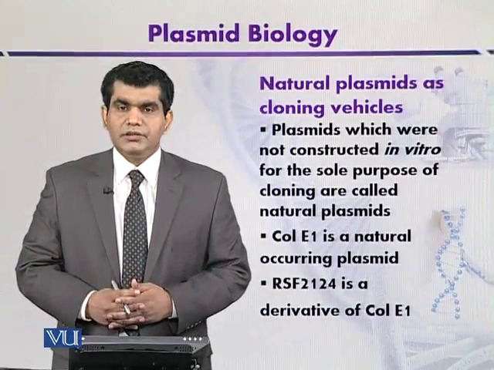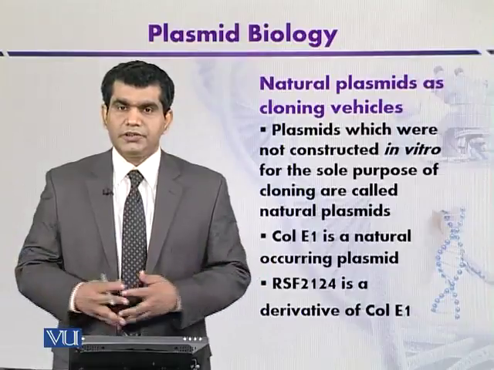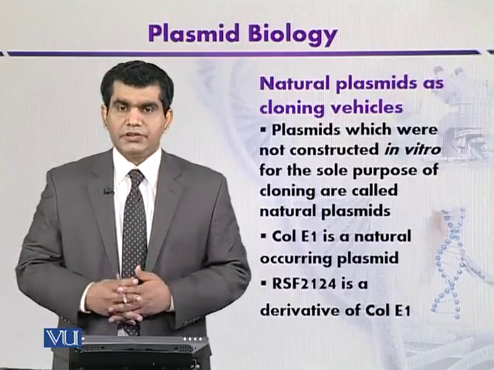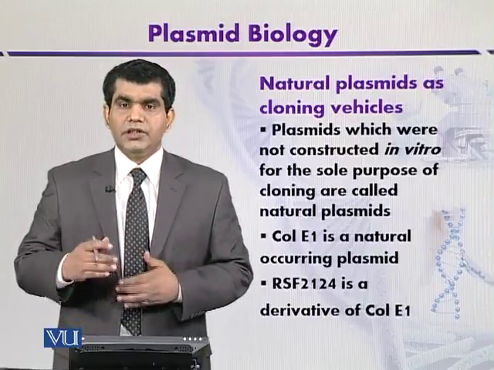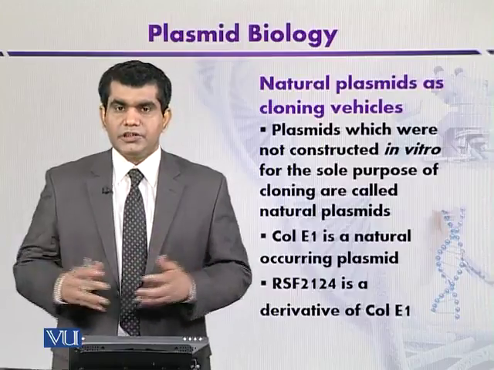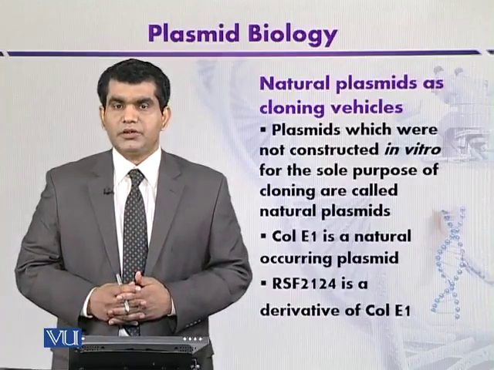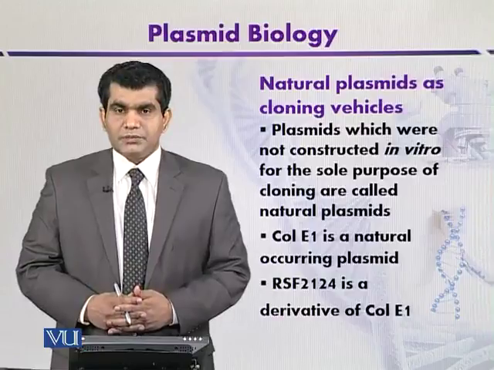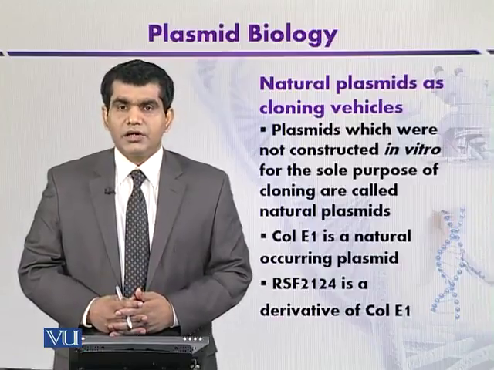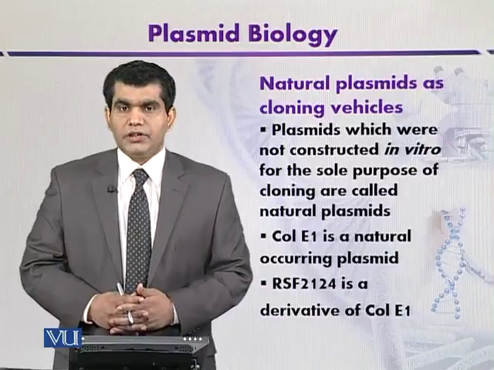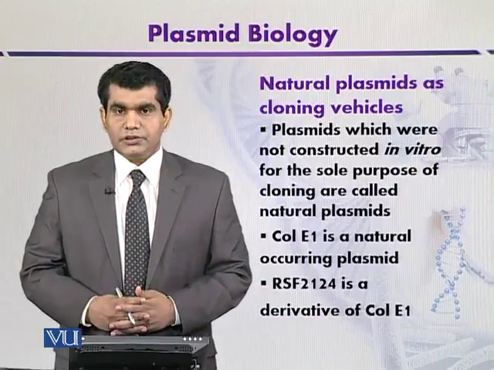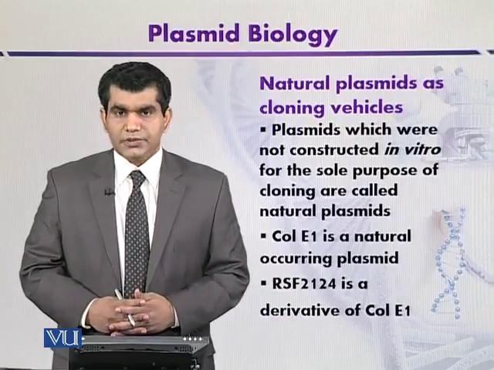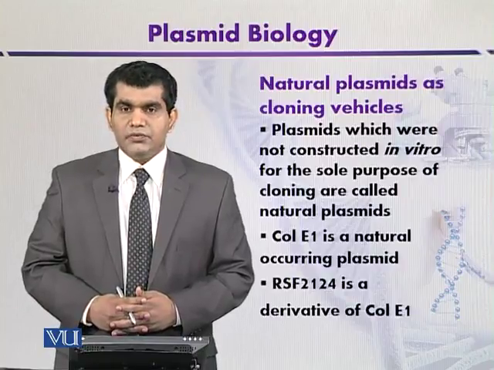We have the idea that there are different types of natural plasmids that can also be used as cloning vehicles or vectors. Initially, when gene cloning procedures were started, natural plasmids were used as cloning vectors. Natural plasmids are those plasmids that are not constructed in vitro for the sole purpose of gene cloning. We can quote different examples of natural plasmids like col E1.